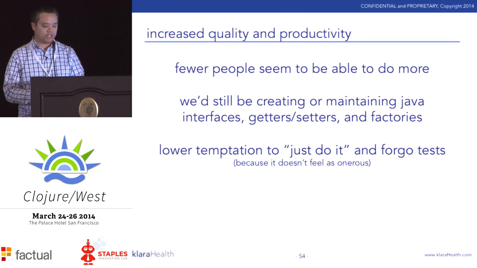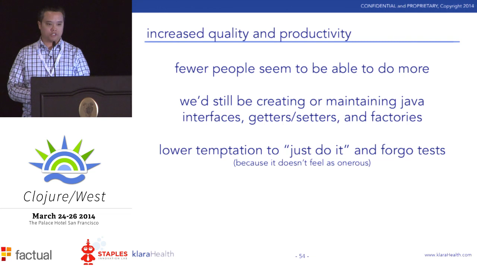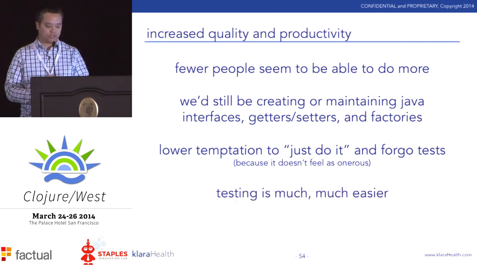And then being able to lower this temptation to just do it and forego tests. This is, again, not a technical issue, but one thing I noticed was that developers are happier creating test cases, or they're not as resistant to creating tests. And maybe it's because it doesn't feel as onerous, because if you're sticking to this functional programming paradigm, your functions are very simple, so you know what your inputs are, you know what your outputs are, and it's really easy to create a test case around that. And you don't have to worry about creating these massive test suites just to test one function or one functionality in terms of the more traditional object-oriented approach. And so as a result, testing is much easier.